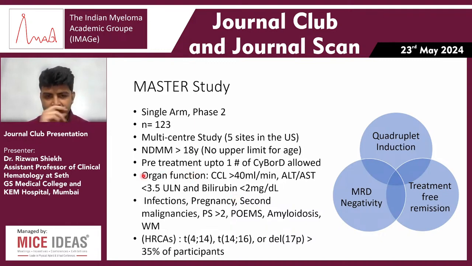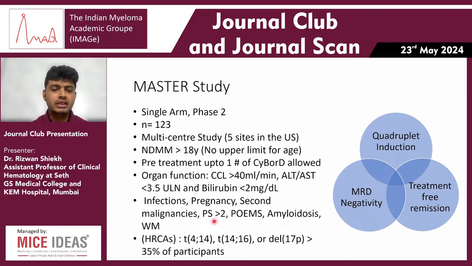Also, for organ function, patients needed to have a creatinine clearance of more than 40, ALT and AST should be less than 3.5 times the upper limit of normal, and bilirubin was supposed to be less than 2. Patients who had infections, pregnancy, or second malignancies were excluded from the study. Even patients diagnosed with concomitant POEMS, amyloidosis, or Waldenström's were excluded.